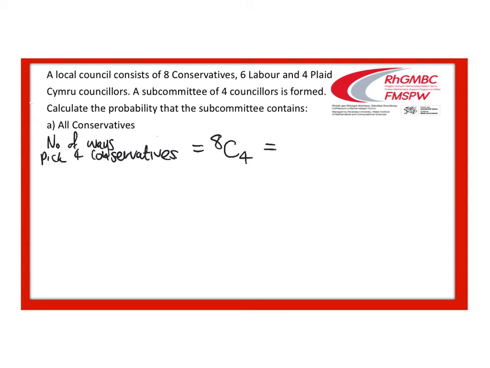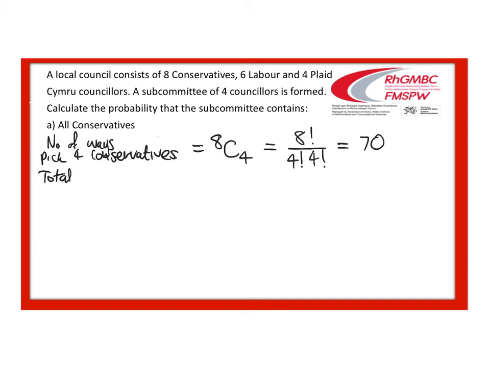which would be, if we're doing it longhand, 8 factorial over r factorial, which is the 4. And then we're going to do 8 take away 4, which is 4 factorial. And a quick tip, the digits in the denominator will always add up to give you the digit in the numerator. So if we did 8 factorial over 4 factorial times 4 factorial, that would give us the number of ways that we can pick 4 Conservatives from 8, which is 70.